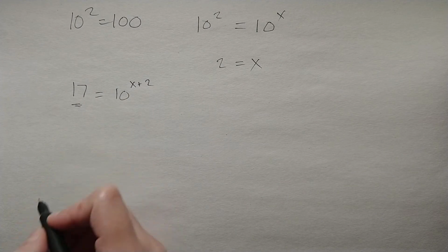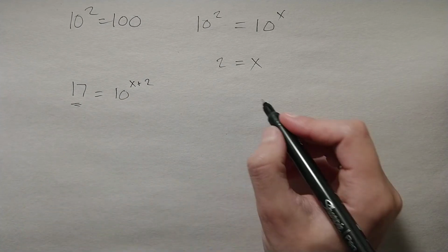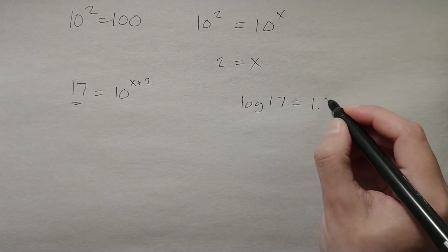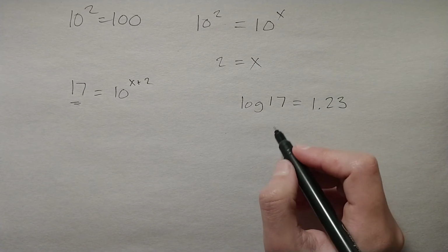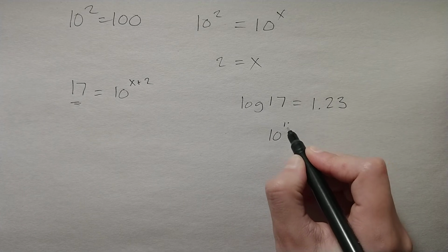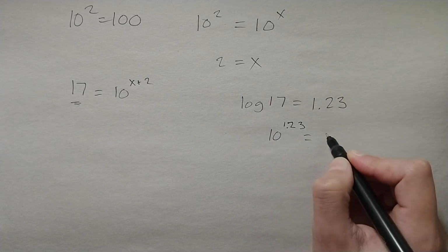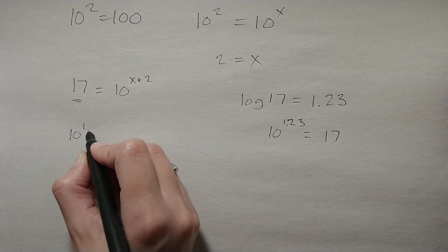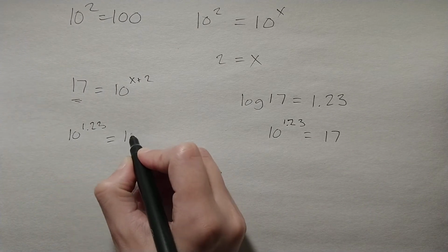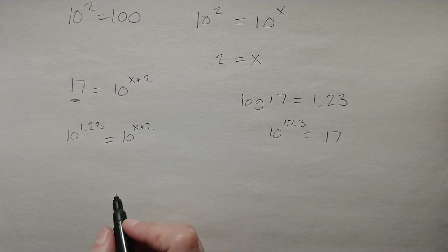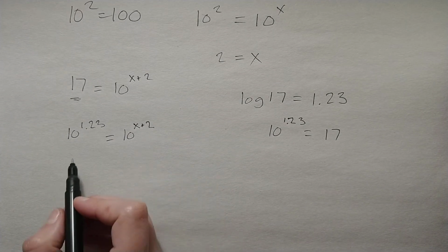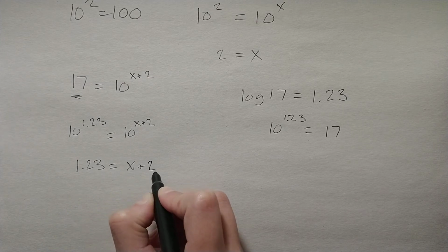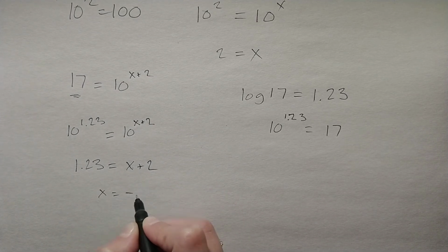Alright, so we'll put 17 in base 10. So we're going to get log 17 is 1.23. So that means that 10 to the 1.23 is equal to 17. So we can put that in our equation right here. And because these two exponents have the same base, we can say they are equal. And we can solve for x.